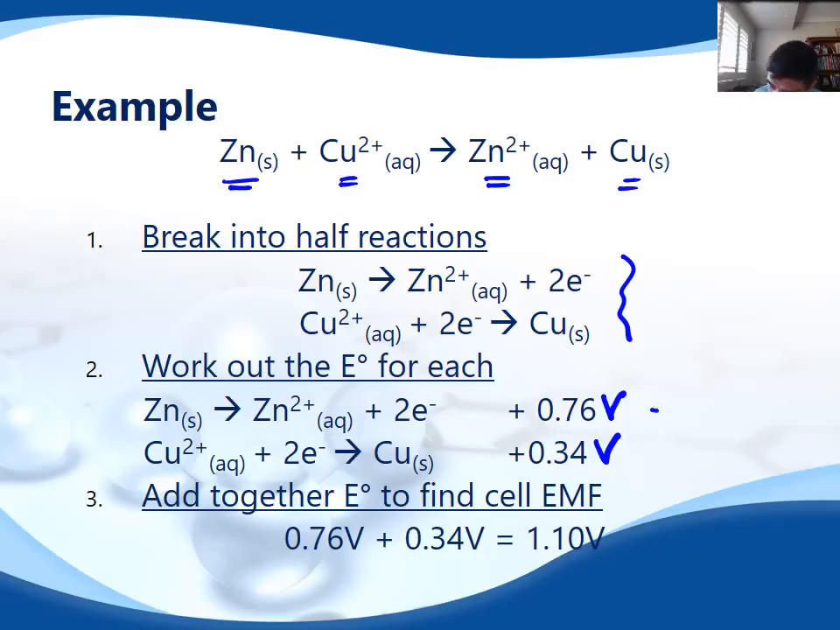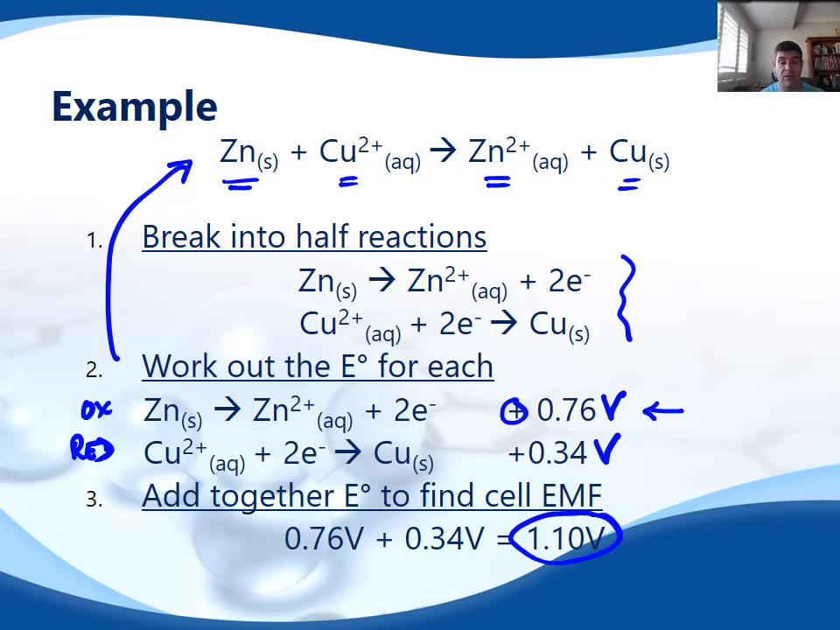Notice that we've had to reverse the sign for this one. So the value for the standard reduction potential for zinc is minus 0.76, and therefore when we reverse the direction to make it an oxidation, we have to also reverse the sign. So the copper will be written as the reduction, so this is the ox and this is the red, and as a result of that, when we add them together, we get this reaction up here, and we get this particular cell voltage, which is 0.76 plus 0.34 to give us 1.1 volts.